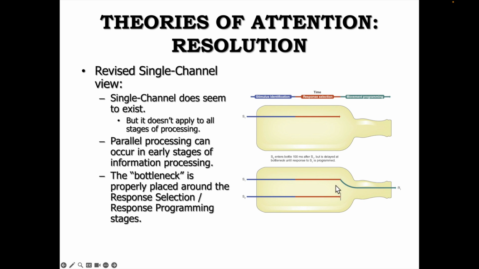So essentially, around the movement programming part, we have to choose from all of our different options and choose the one option that will help us the best. And due to our limited amount of attention during this time, this is where the bottleneck typically occurs and slows things down.